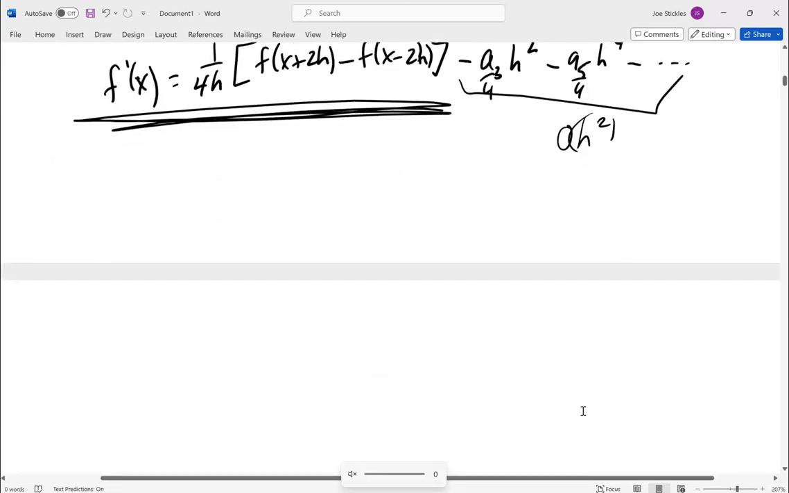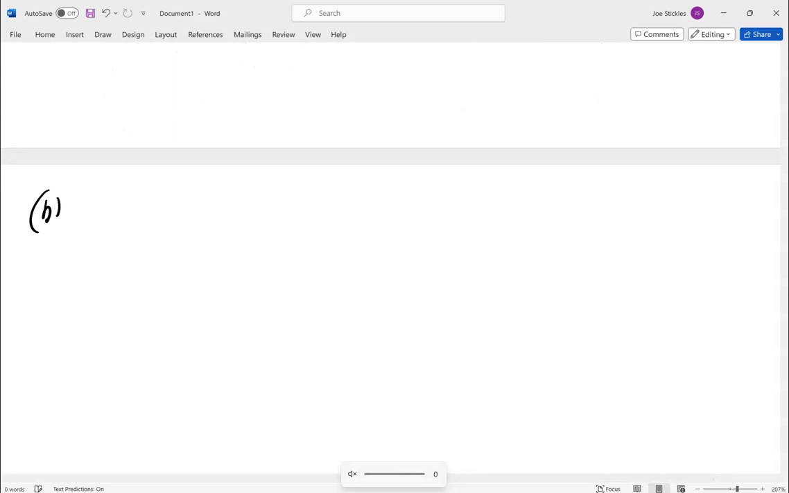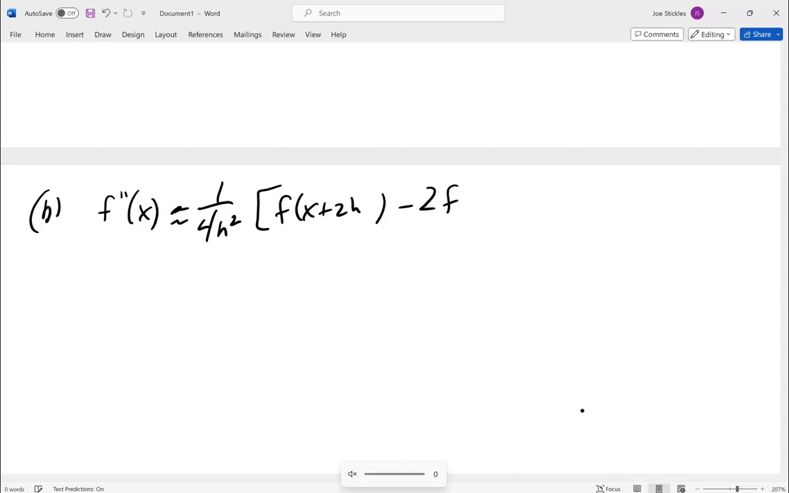This is part B. Part B of the same problem asks you to establish a formula for approximating a second derivative. So it wants us to establish the formula that the second derivative is approximately 1 over 4h squared times the sum that we have there in the brackets: f of x plus 2h minus 2f of x plus f of x minus 2h.